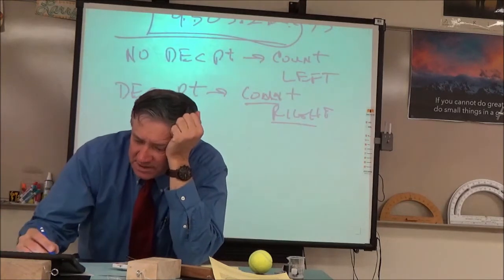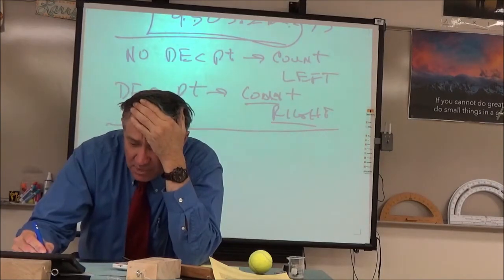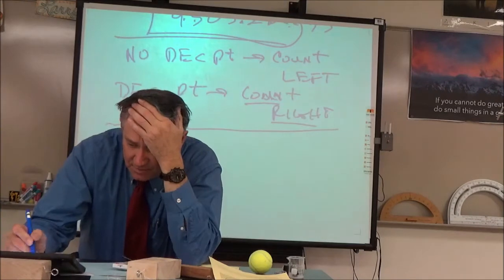Now, where you run into troubles is decimal places. So let's say that you have a really small measurement, like 0.053. Okay?